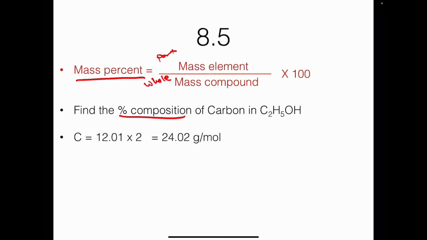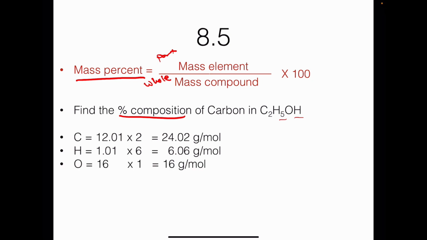We know that carbon has a mass of 12.01 times 2, which gives me 24.02 grams per mole. Hydrogen, 1.01 times 6. So notice there are 5 here and 1 here for a total of 6. And that gives us 6.06 grams per mole. And then oxygen, 16 times 1 is 16 grams per mole. So you have to find the molar mass of this whole compound because you need to know what percent of that whole compound is carbon. And once we do this, we get a total molar mass of 46.08 grams per mole.